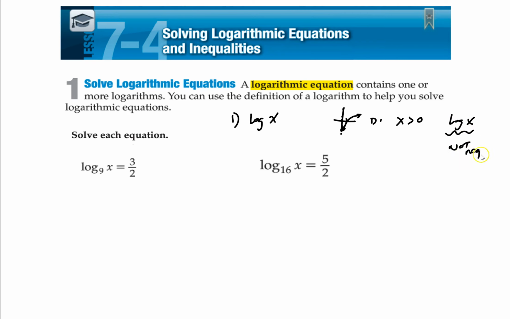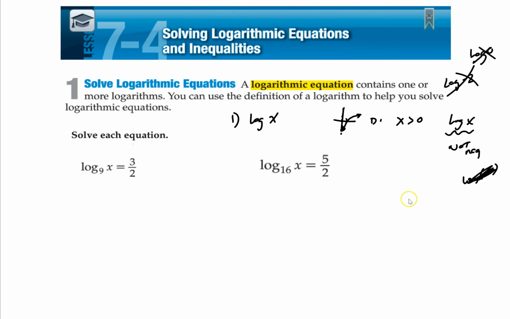X could be negative, as long as when you plug it back in, you don't get a negative inside the log. Like if you ever try to do log of negative 2, that makes no sense. Or log of 0 makes no sense. So if you get anything like that, then it's no solution. Your x could be negative if you have something to this effect. I have a negative answer, I plug it in, and it makes it positive. So it's all about checking your work, plugging it back in. Log x cannot be negative or 0.